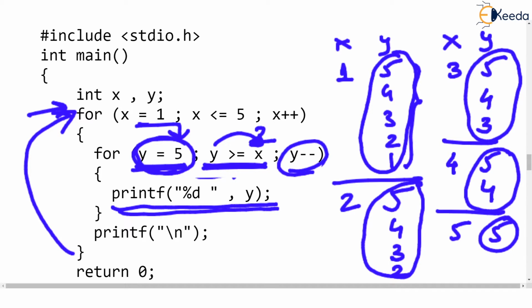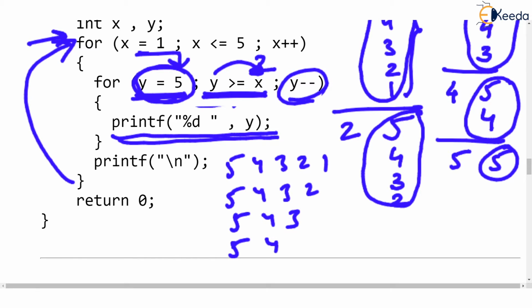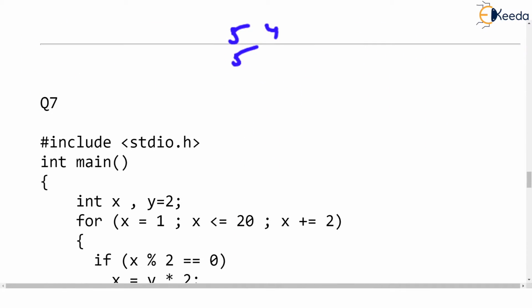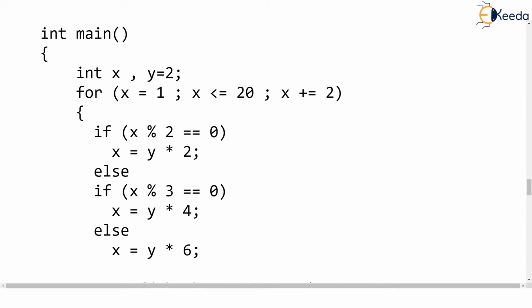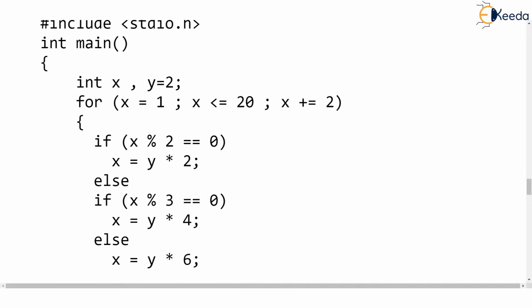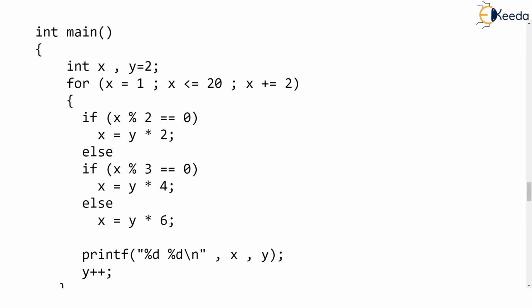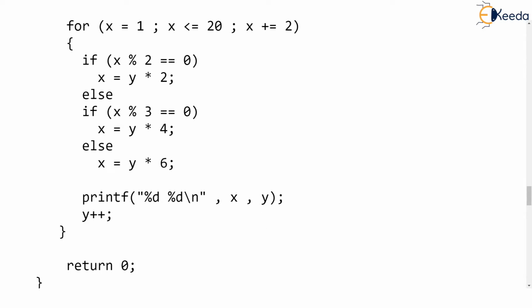So the output over here is going to be 5 4 3 2 1, okay, 5 4 3 2, 5 4 3, 5 4 and 5. Just observe this. Okay, let's see the next question. Quite big or lengthier question. I'll just decrease the font. Okay, this is better. We can see, I think, the entire question in one go.